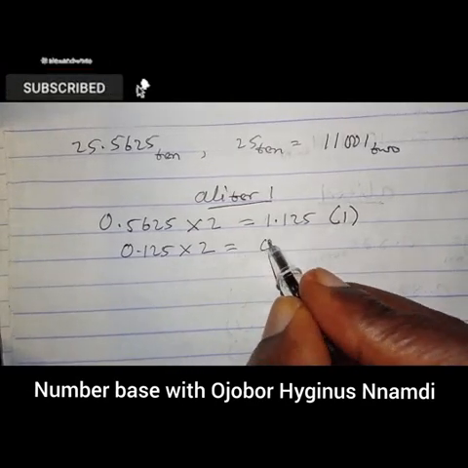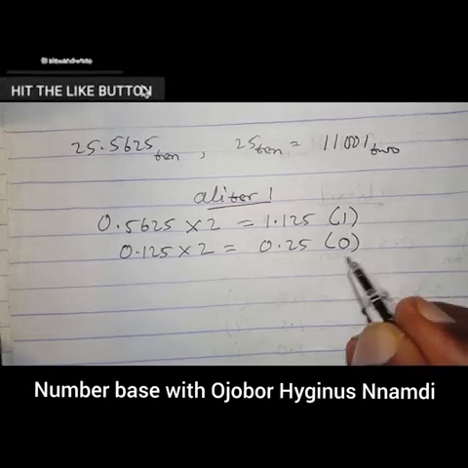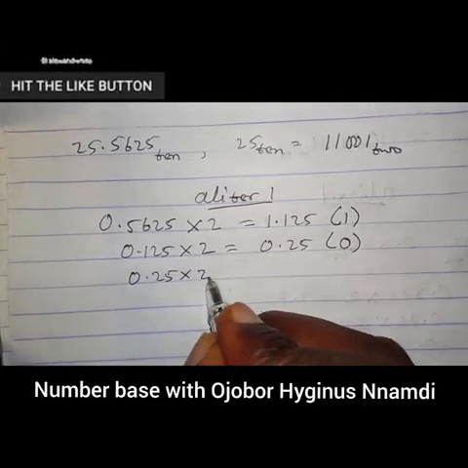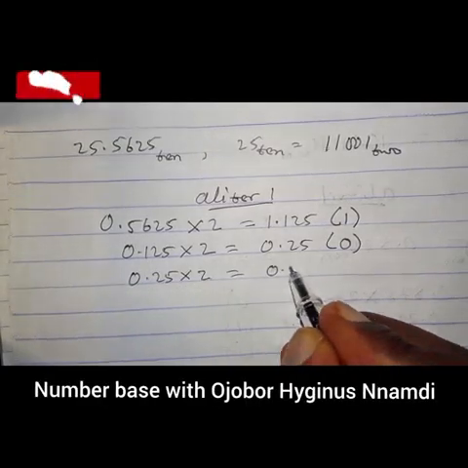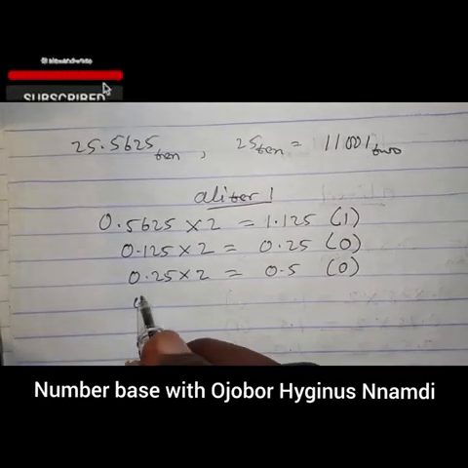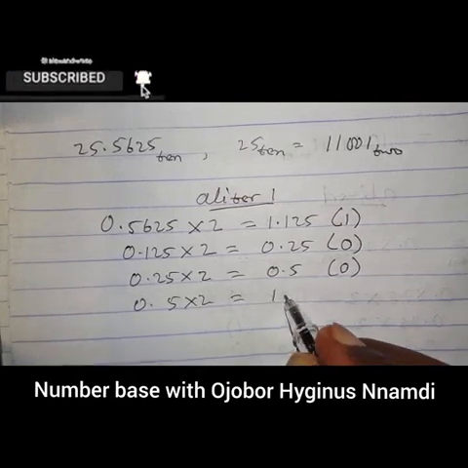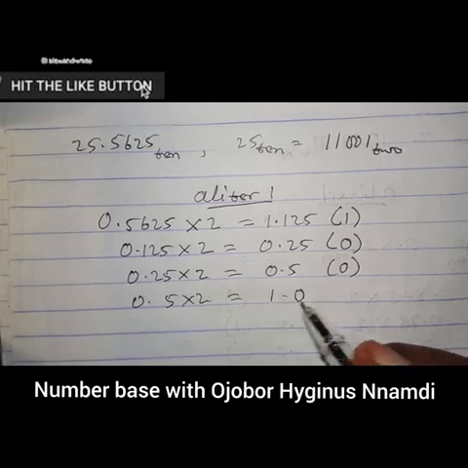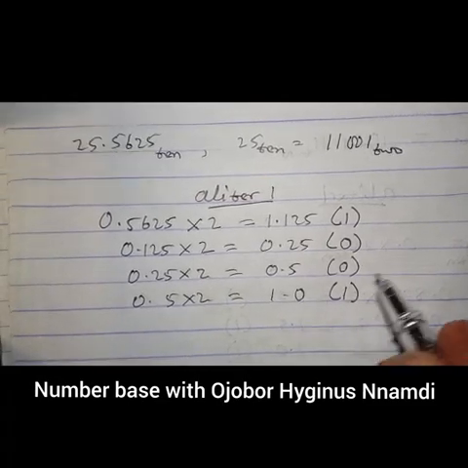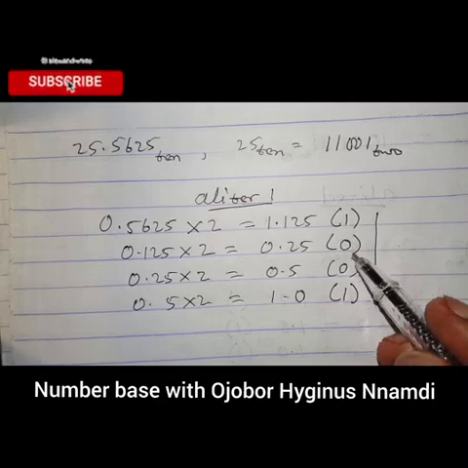We have 0.25. You take the whole number part, that is 0, and multiply the decimal part 0.25 by 2 again. We have 0.5. You take the whole number part, that is 0, and multiply the decimal part 0.5 by 2 again. That is 1.0. You take the whole number part, 1. And since the decimal part is now 0, you end there. Then read from top to bottom: 1001.